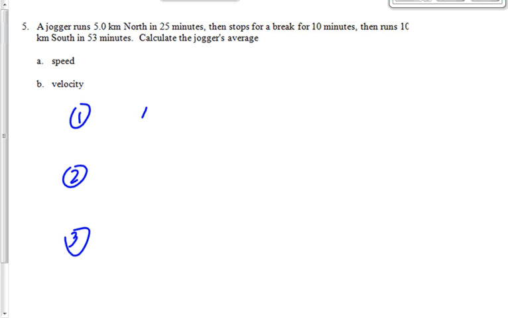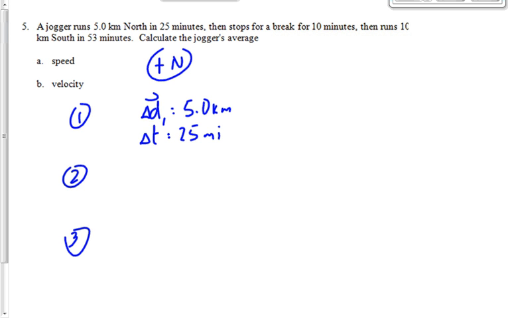Let's define north as positive. Let's say displacement 1 is 5.0 kilometers, positive because it's to the north. Time 1 is 25 minutes. Displacement 2 would be what value? In the second stage, how far does this jogger run?